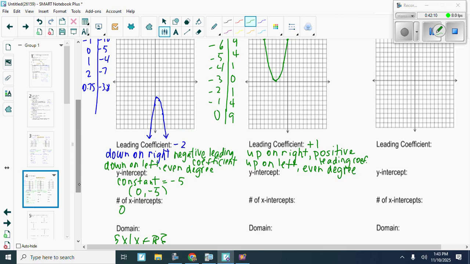The constant is our y-intercept, and that equals 9, so our intercept is at (0, 9). Number of x-intercepts: what happens when it just touches down, kind of like kisses the x-axis, and then turns around and goes back up? How many intercepts are there? Yeah, there's 1.